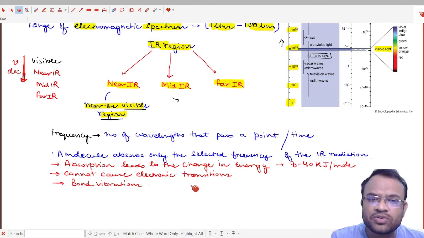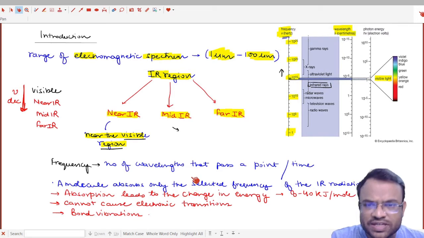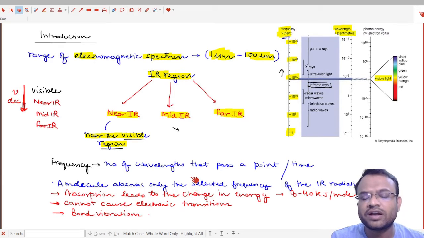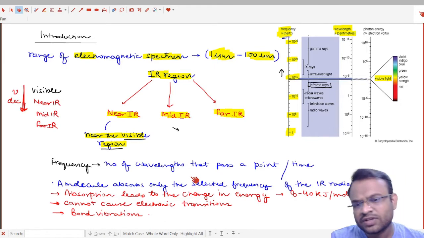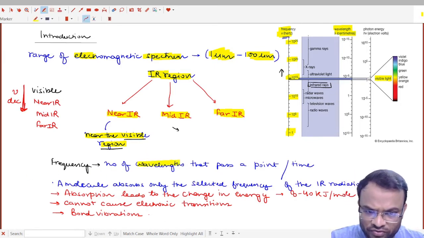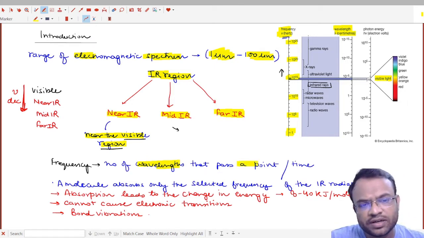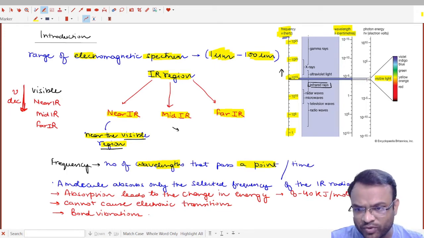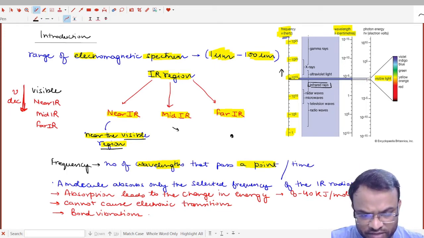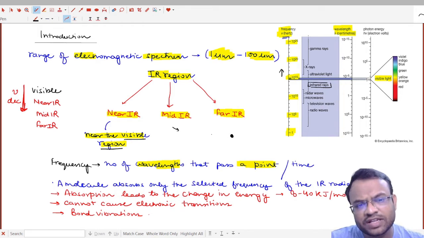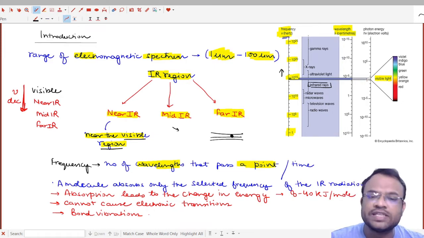Let us now talk about the frequency. When we say frequency of infrared rays, what do we mean? You would know what frequency means. Frequency is the number of wavelengths that pass a particular point per unit time. So if I say some point is present, if I say this point, then the number of wavelengths that pass this point per second is called frequency.